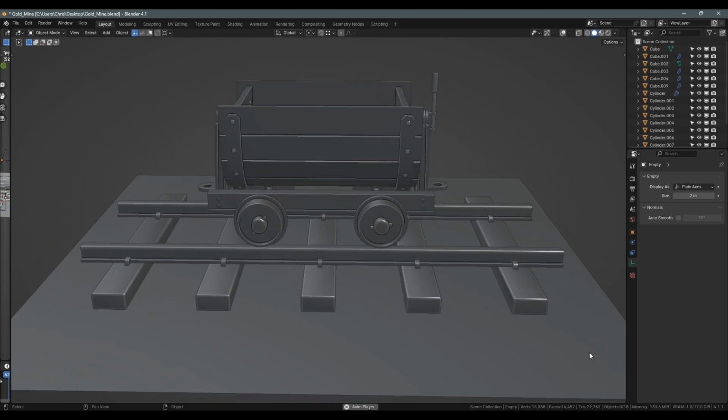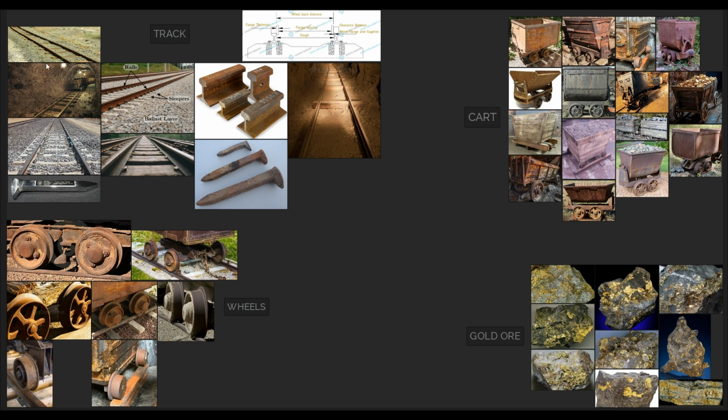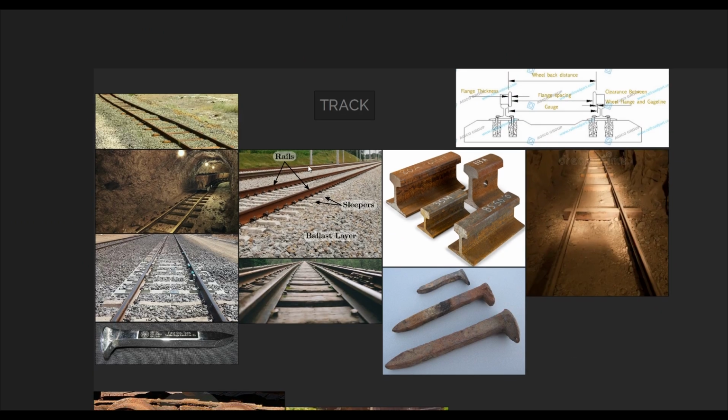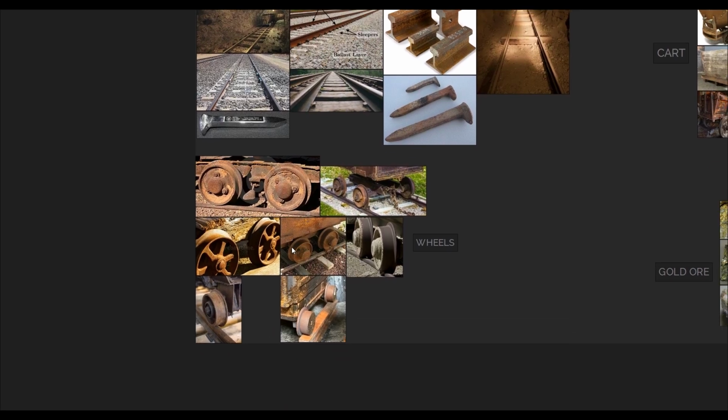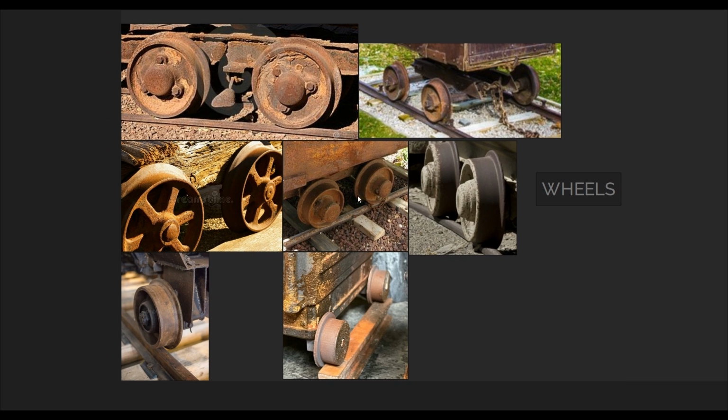Before we start modelling, I just want to briefly go over reference. So I use PureRef, and I gather up these images from online and organise them into different categories. For example, here's one about the different parts of the track, the way the rails look, the way the sleepers look, how the rails are fitted to the sleepers with the rail pins. I also did a bit of research on the dimensions, the spacing, things like that. You can find all this information out online. Here's different types of wheels that you typically got on these carts.